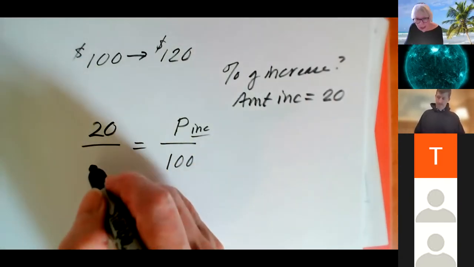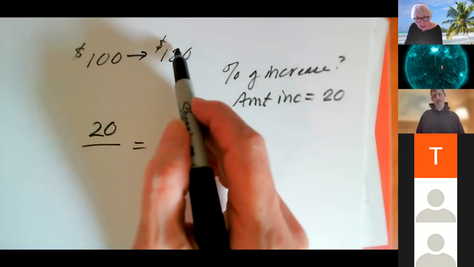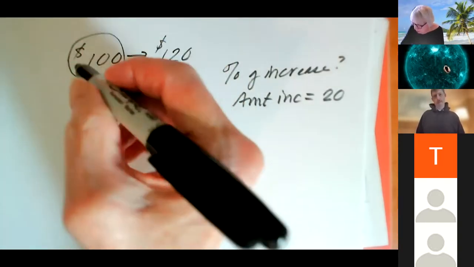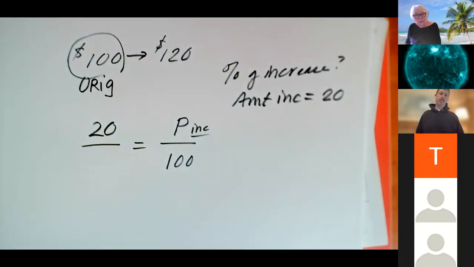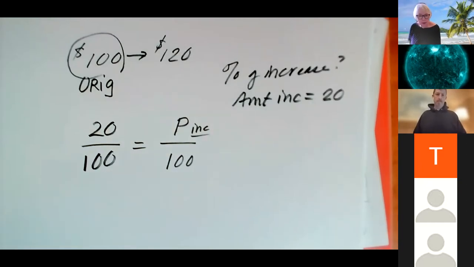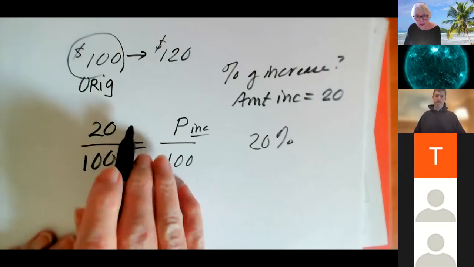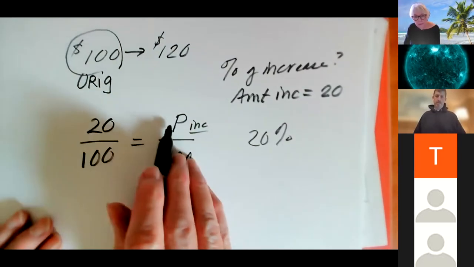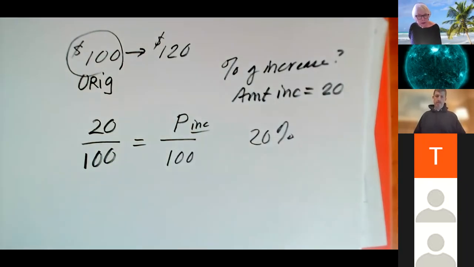Now, this is the thing. What's the denominator? This number or this number? It's always the original. Always the original. What did it used to be? And so that would go over here. Now I made a problem that was so simple because this is going to be 20%. I think you can see when that's 100, that's 20, that's 20% increase.